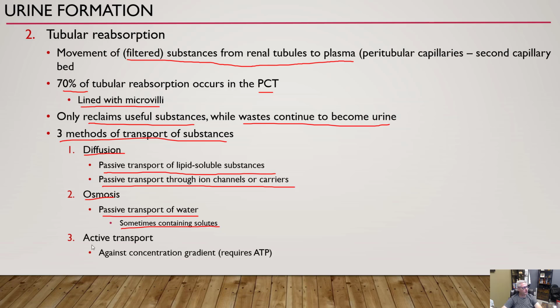And then active transport is going against the concentration gradient. It requires ATP. We'll talk about active transport later on. So proximal convoluted tubule, most of the time it's going to be a passive process, but 70% of reabsorption is going to happen in the proximal convoluted tubule.